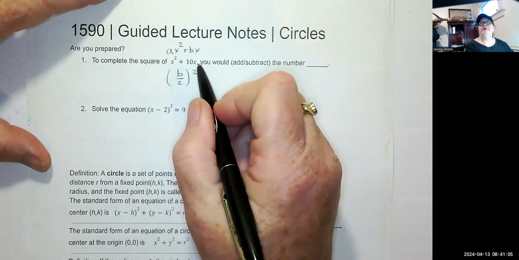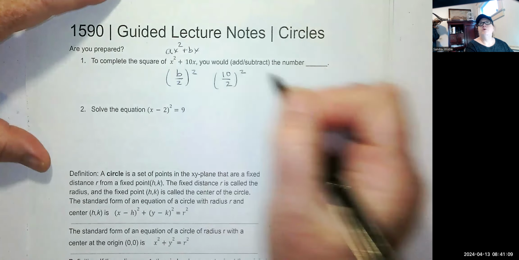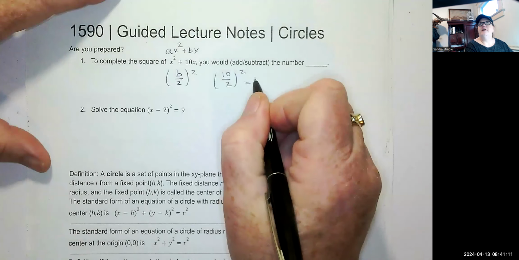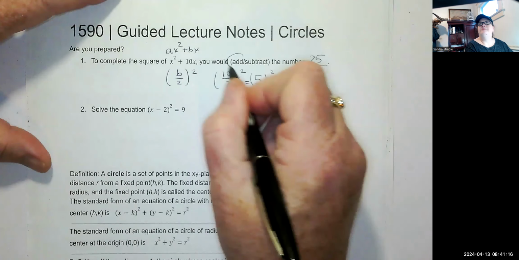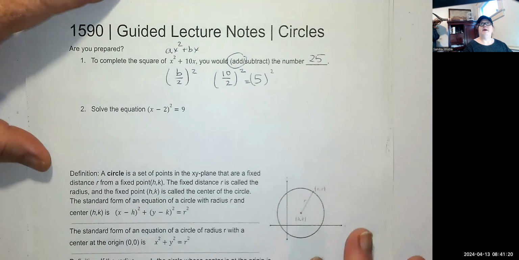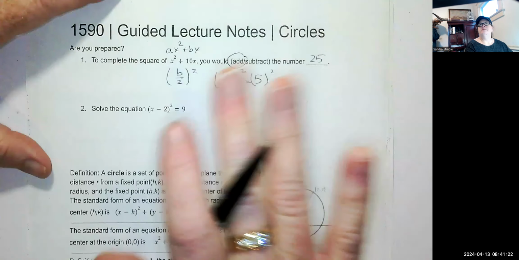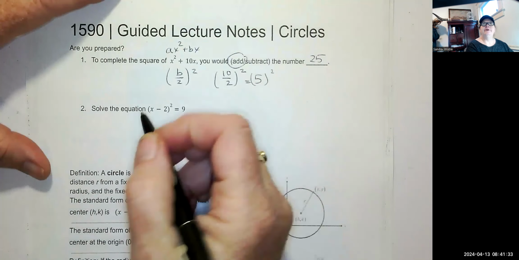So to complete our square here, we have to take 10, divide it by 2, and then square it. 10 divided by 2 is 5. 5 squared is 25. So we would add, because it's positive, 25 to both sides of our equation, okay? And that's the only part of that I needed you to understand. Then there's the other part that we'll talk about later, when you have to come back down to create your standard form, and we'll discuss that here in a little bit.